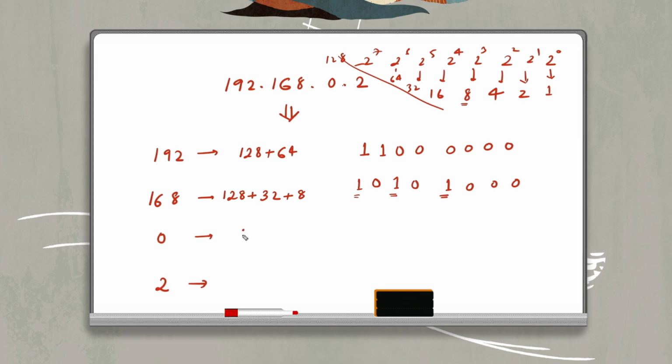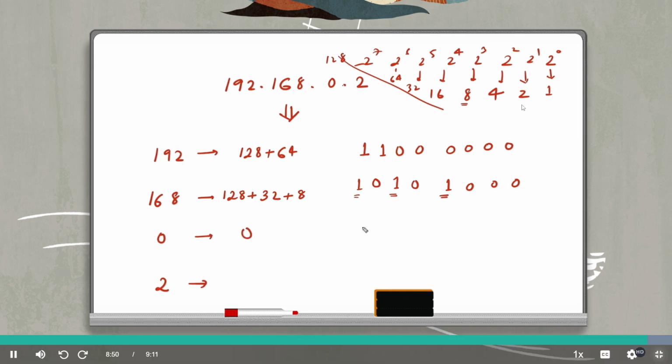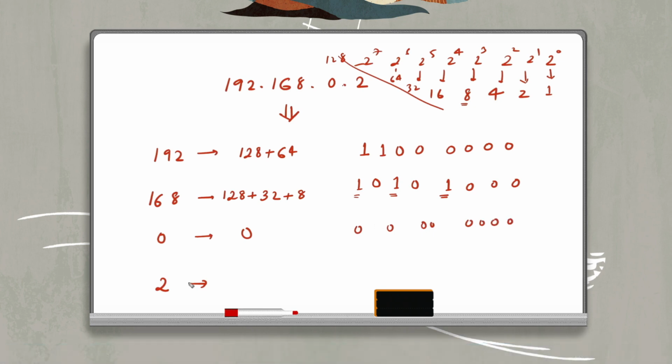And then 0 is very simple. You don't need anything, right? So 0, 0, 0, 0, 0, 0, 0, 0. And then it is 2, so this one needs to be 1. So 0, 0, 0, 0, 0, 0, 1, 0.